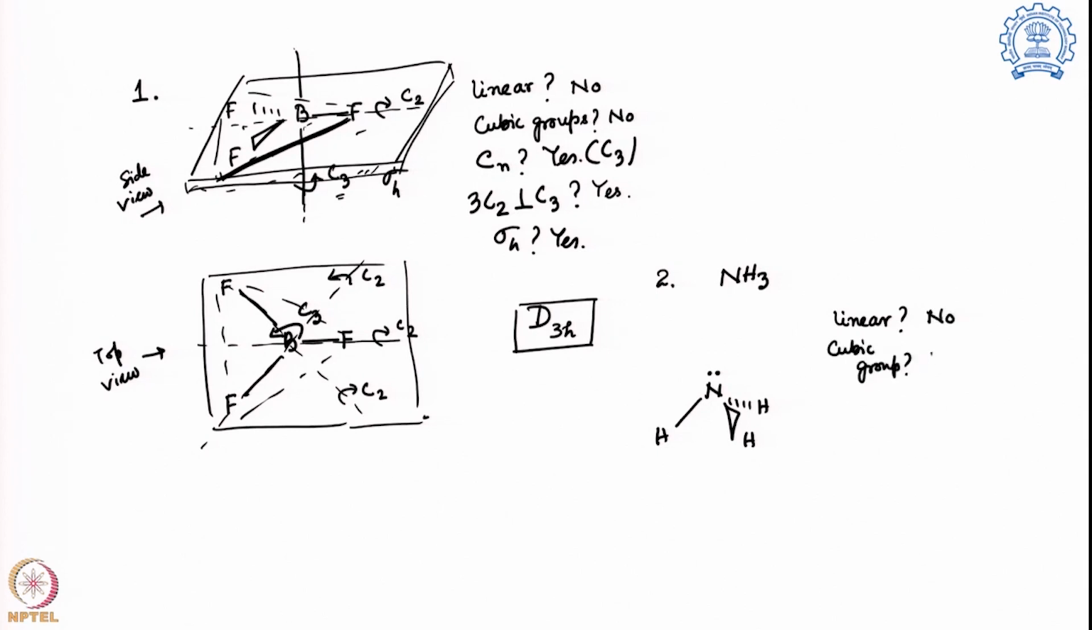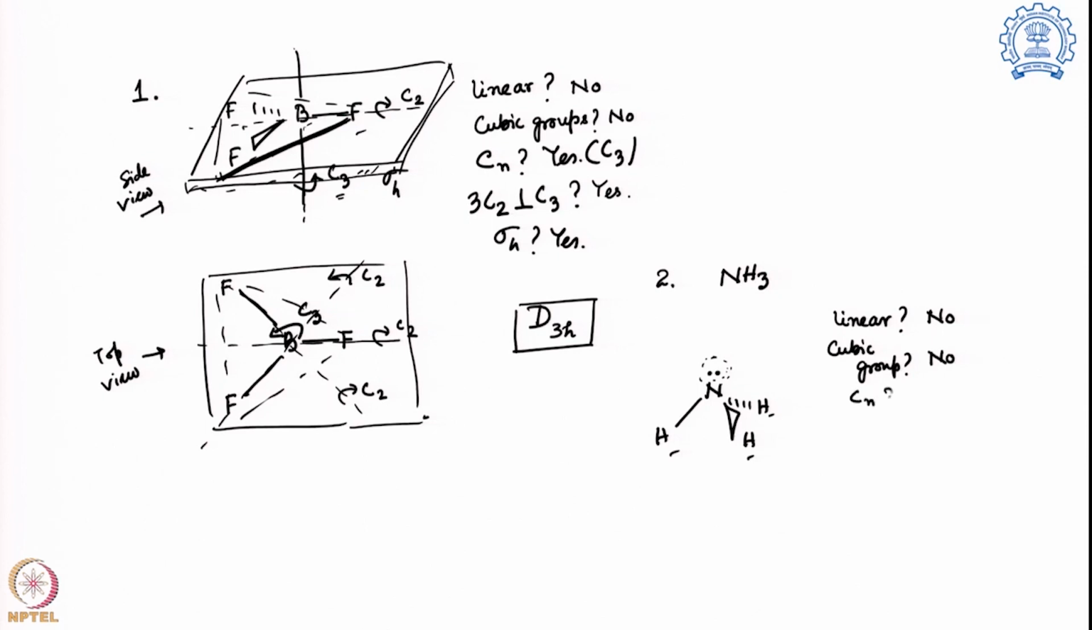Some of you might think about saying yes, because it has a tetrahedral structure. Yes, it may have a tetrahedral geometry around it, but it does not have the same ligands in all places, because there is a lone pair over here. So, that actually breaks the tetrahedral symmetry, and it is not a tetrahedral geometry. So, it does not belong to any cubic group.